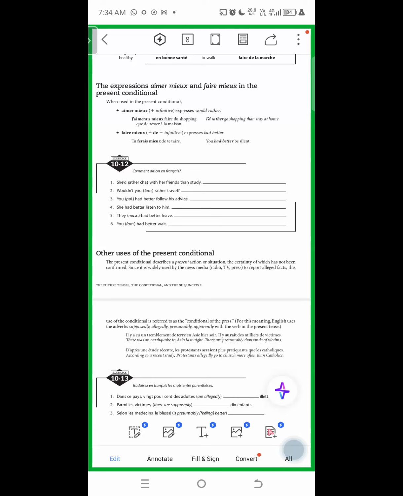Faire mieux plus de plus infinitive expresses "had better." "Tu ferais mieux de te taire." You had better be silent. You know, somebody said that, "tu feras mieux de te taire."